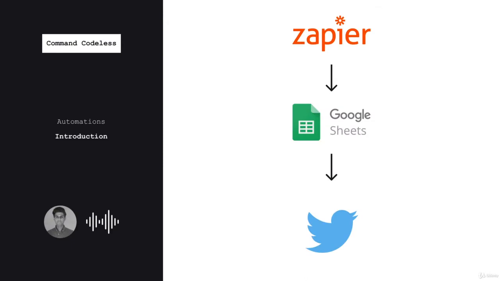Functionality-wise, we'll be using Zapier to communicate with our Google Sheet. As soon as our Google Sheet gets updated, Zapier will post the price of Bitcoin on Twitter for us. If you're unfamiliar with automations, let me demystify them a little bit for you.